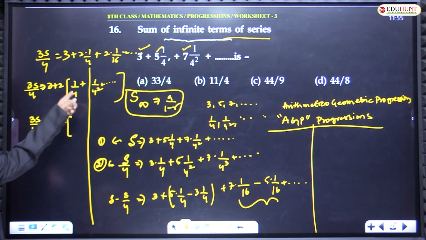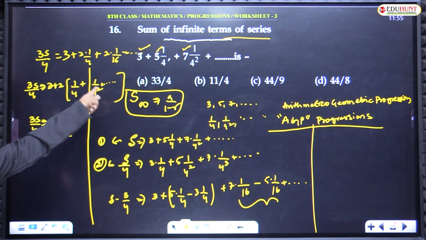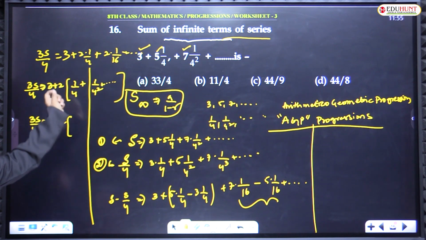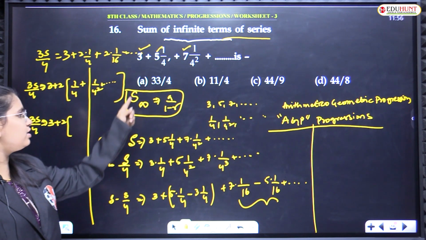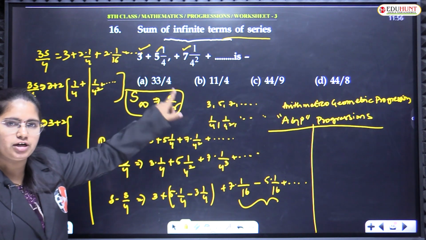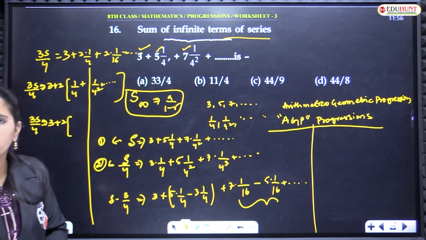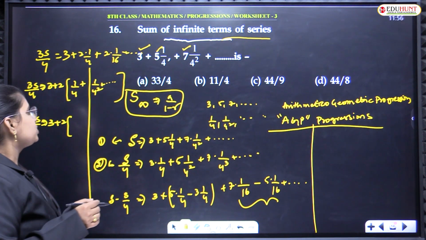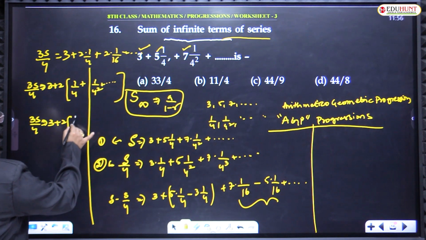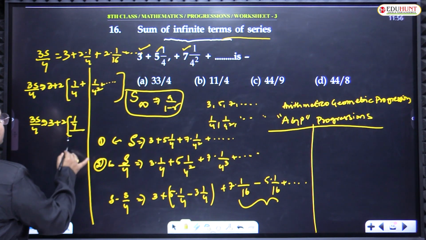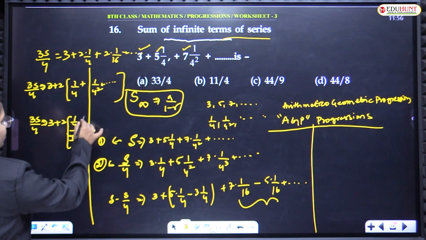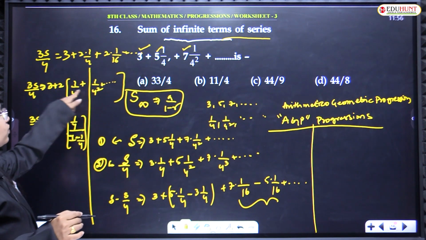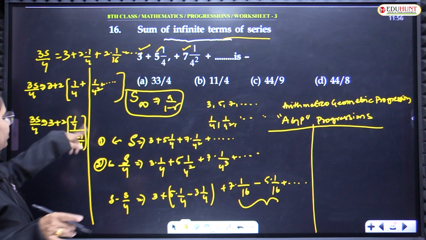So these are infinite terms in a GP. If you have infinite terms in a GP, the sum of infinite terms formula is S infinity equals A divided by 1 minus R. Correct? So what is the value of A here? 1 by 4. Divided by 1 minus R. What is R? Again 1 by 4 only. Correct? 1 by 4 square divided by 1 by 4 is 1 by 4.